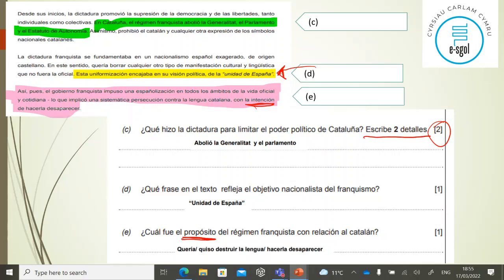Quiso destruir la lengua, hacerla desaparecer. So, el régimen franquista quería, wanted, o quiso, again, wanted, destruir, destroy la lengua catalana. Or, so you're inferring, you could say destruir instead of hacerla desaparecer, to manipulate it.